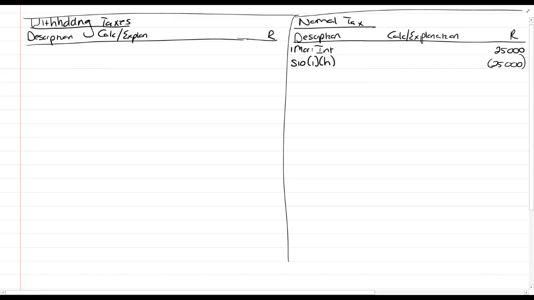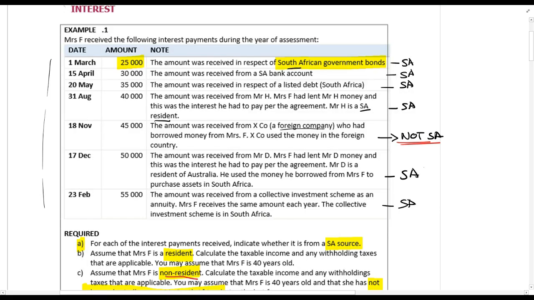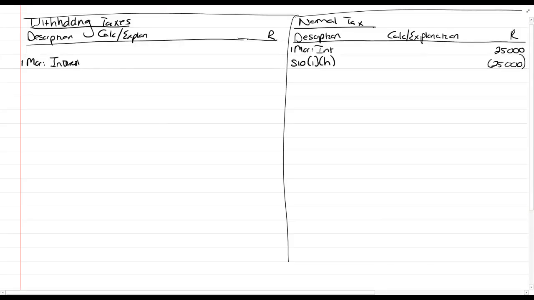Then let's look at the withholding tax. 1 March. Right, that interest. Will there be withholding tax? Who paid this? It was paid by the South African government. Remember, if the South African government, South African bank account, or a listed debt, they are all exempt from withholding tax. So paid by SA government, that's exempt. Section 50D. So there we go. That's the first one done.